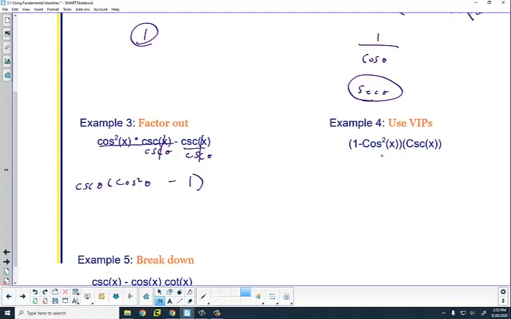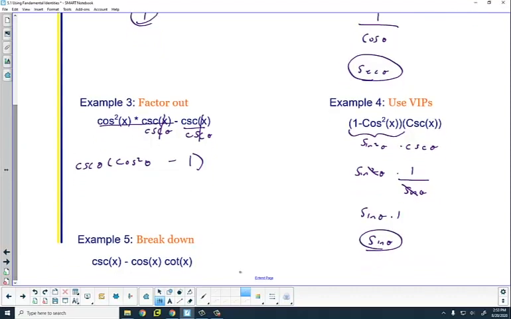Next, you can use your very important trig identities. Those are so helpful. Whenever you see a trig function squared and a 1, use your VIPs. So let's take a look at our very important Pythagorean trig identities at the bottom of our page. What is 1 minus cosine squared? You should see sine squared. 1 minus cosine squared is sine squared, so I'm making a substitution. Sine squared and cosecant are related. You should see in your reciprocals that cosecant is 1 over sine. And if I multiply these, I'm left with sine times 1, or just sine.